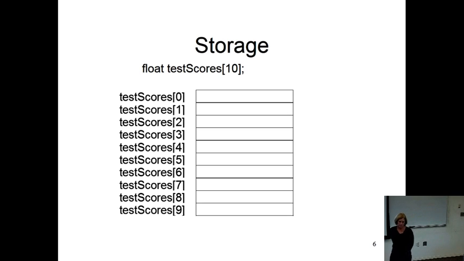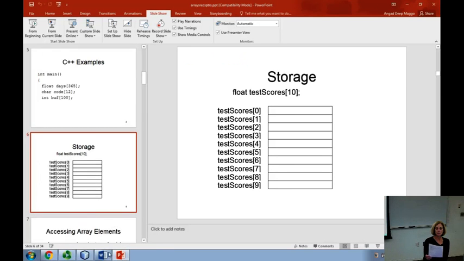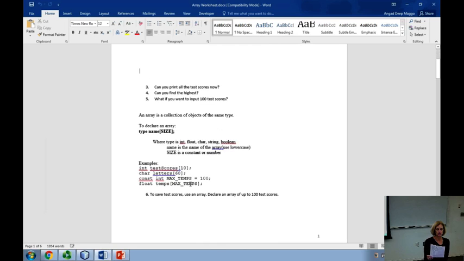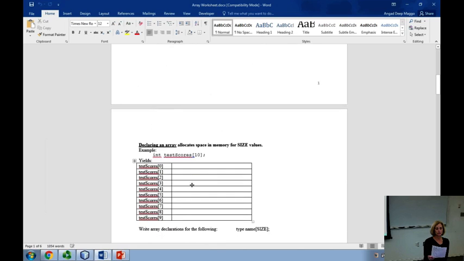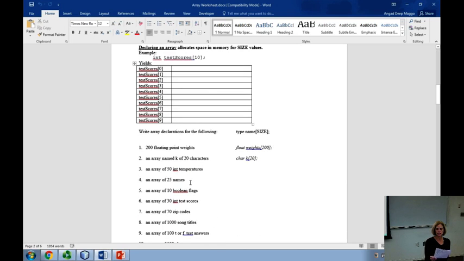So let's then do number 6: declare an array that will have space for 100 test scores. And if you look at the bold, number 6, page 1 still. Did I say page 6?